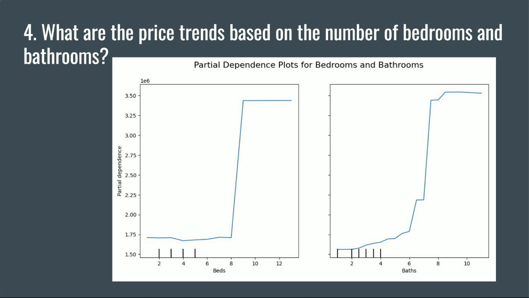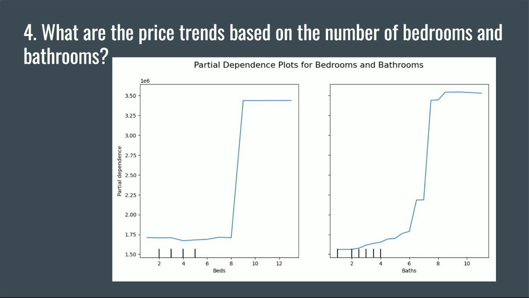So next slide. What are the price trends based on the number of bedrooms and bathrooms? This slide represents the partial dependence plot for the number of bedrooms and bathrooms generated using the random forest model. For bedrooms, the plot showed that as the number of bedrooms increased, the predicted property price rises significantly, especially for homes with 3 or more bedrooms. However, the trend plateaus after a certain point, indicating diminishing returns.